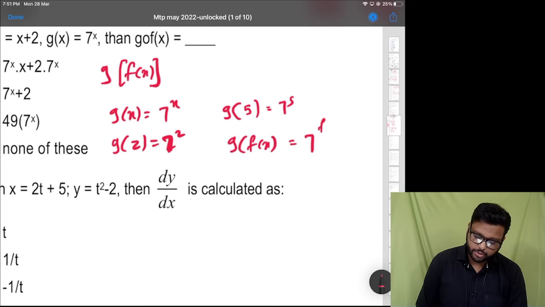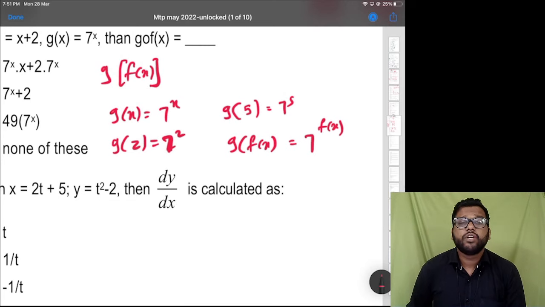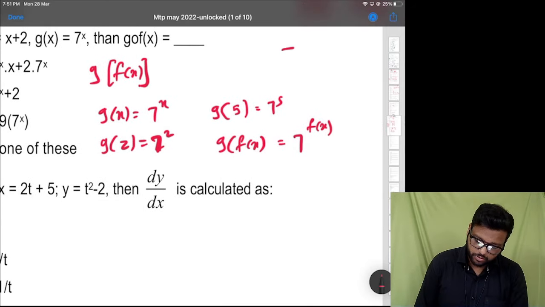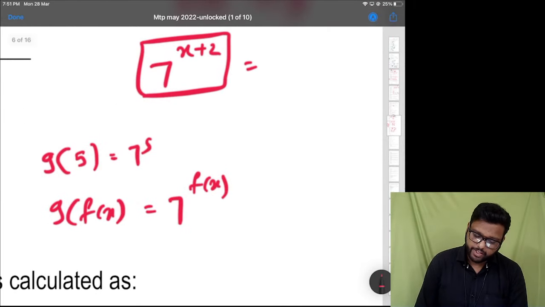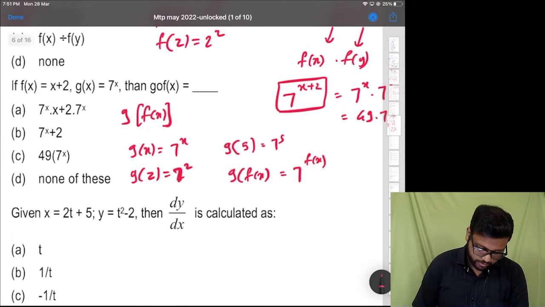So then what is g of f(x)? It will be 7 raised to f(x). That's it. What is 7 raised to f(x)? 7 raised to x plus 2. So 7 raised to x plus 2 is the correct answer for this. They have given it in a different form. We can split it as 7 raised to x into 7 raised to 2. That is 49 into 7 raised to x, which is option C.